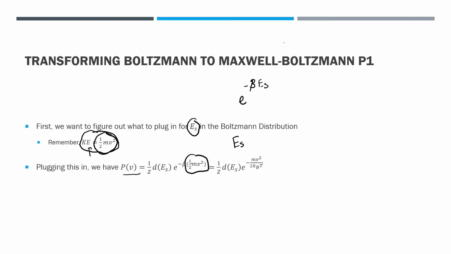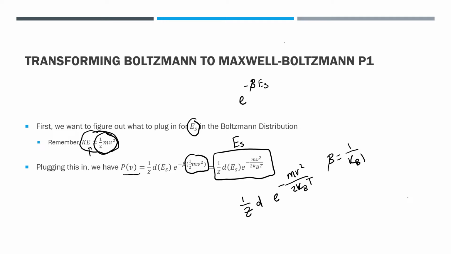And when we sub that in, we get 1 over z times the degeneracy term times e to the negative mv squared over 2 kbt, right? And the kbt is from the beta, because beta equals 1 over kbt, right? That should look familiar. Okay, so I want you to note a few things.